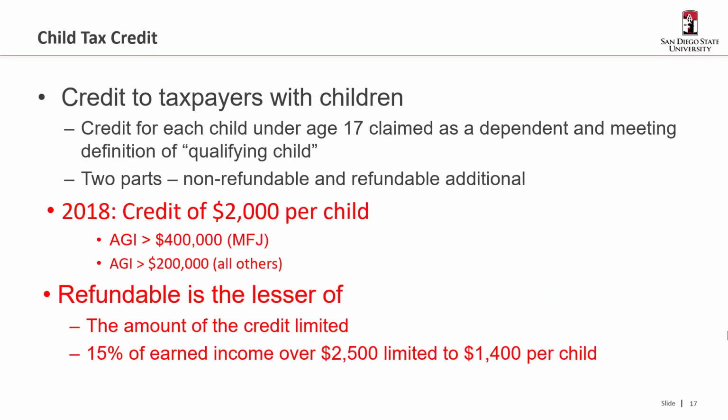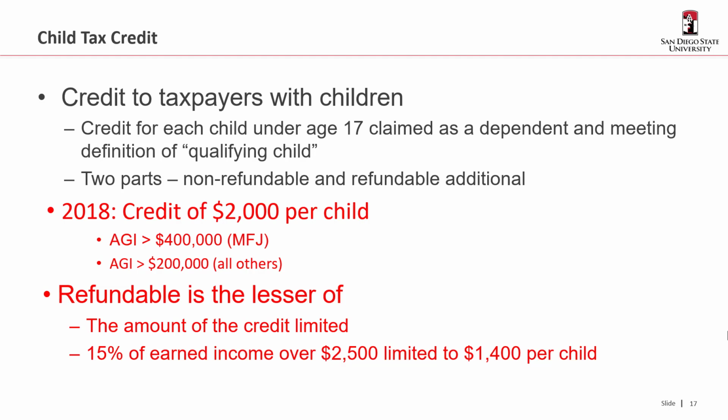So let's talk about first the child tax credit. We've talked about it previously. We'll talk about it again here for a second. So this is a credit for taxpayers with children. There's a credit for each child under the age of 17 and, of course, claimed as a dependent. In order to be claimed as a dependent, they would need to meet the definition of a qualifying child. And there are two parts to the child tax credit, a non-refundable part and a refundable part.